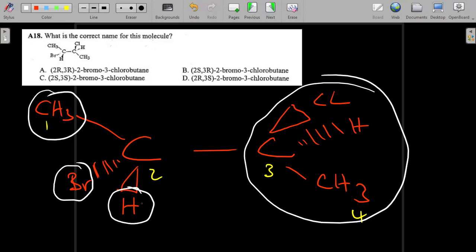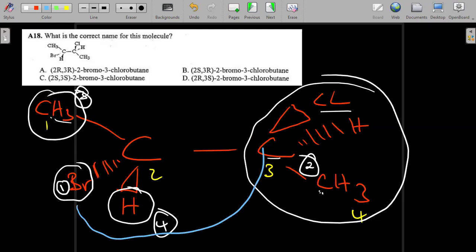Let's assign the priorities to these groups. First, we consider bromine. Bromine has the highest atomic number, so it will be 1. Then I have this carbon connected to 3 hydrogens, and this carbon connected to a carbon and a chlorine, so this one is heavier. This one is going to become our 2, that one our 3, and this is going to become our 4. So when getting the configuration, we go from 1 to 2 to 3.